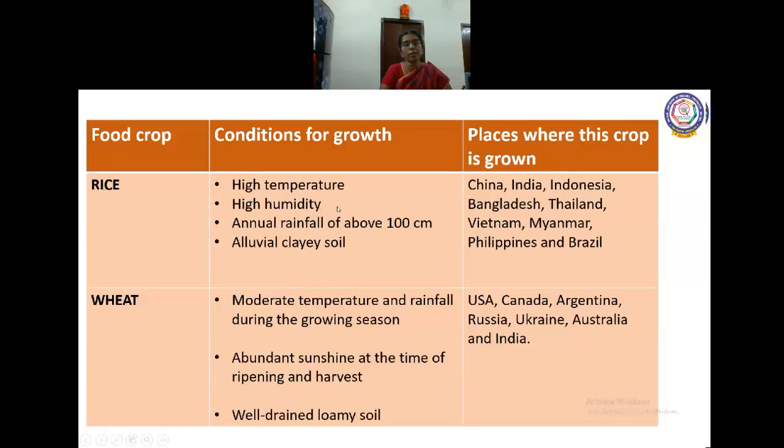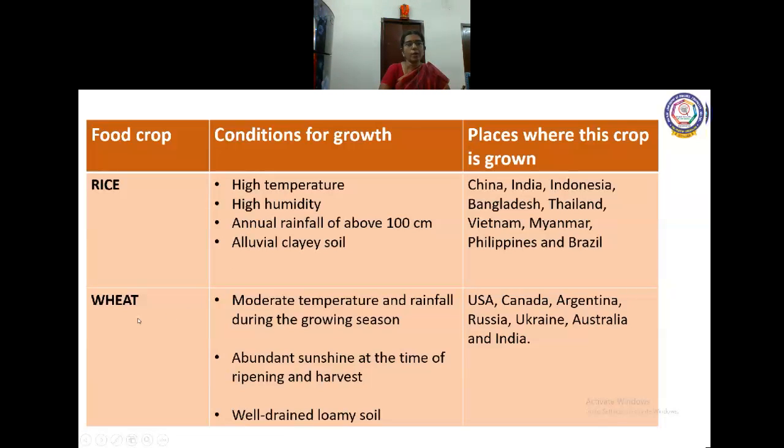For example, it is grown in tropical regions, that is areas around the tropics, and it requires high humidity, annual rainfall of about 100 centimeter and alluvial clayey soil, that is a fertile soil which can retain water, and this is a soil sedimented by river deposits. So the river deposits the sediments and this is called the alluvial soil which is very fertile. So rice is grown in China, India, Indonesia, Bangladesh, Thailand, Vietnam, Myanmar, Philippines and Brazil.